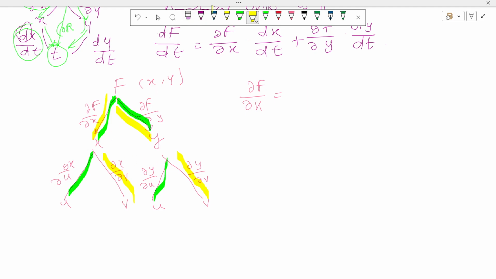So your combination of these two is dou f by dou u equals dou f by dou x, only green I am writing, into dou x by dou u, plus, only green I am writing, dou f by dou y into dou y by dou u.